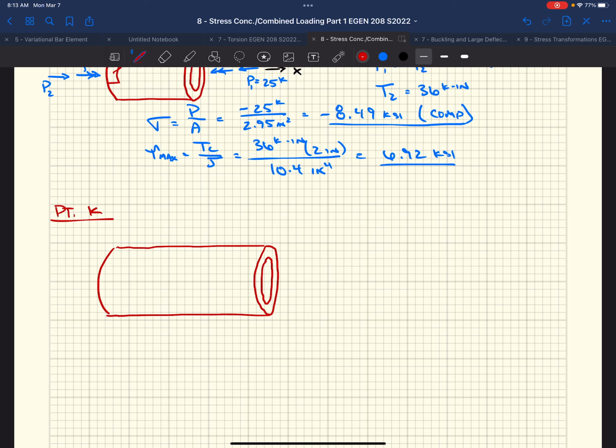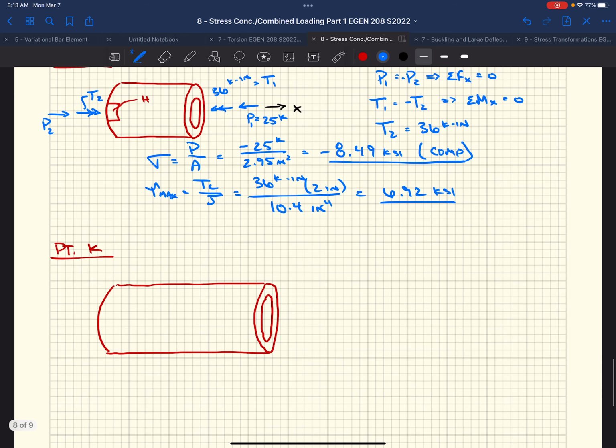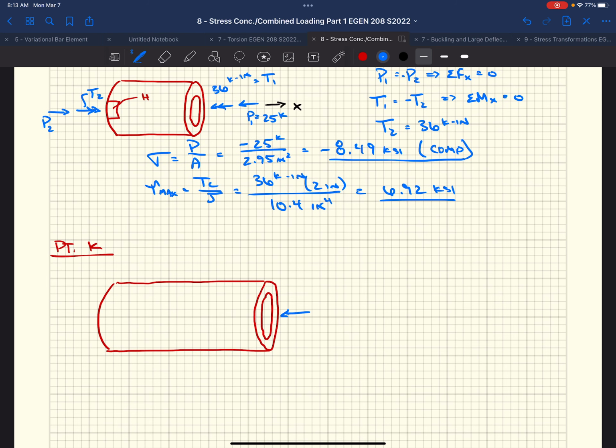So we've got this pipe. Again, similarly to point H, we've got this double vector arrow, or a torque, acting on the end of 36 kip inches, right? Right-hand rule, my fingers are pointing to the left. So this is 36 kip inches. We have local coordinates, right? X direction. We also have an axial force of 25 kips acting towards the surface, right? So compression.